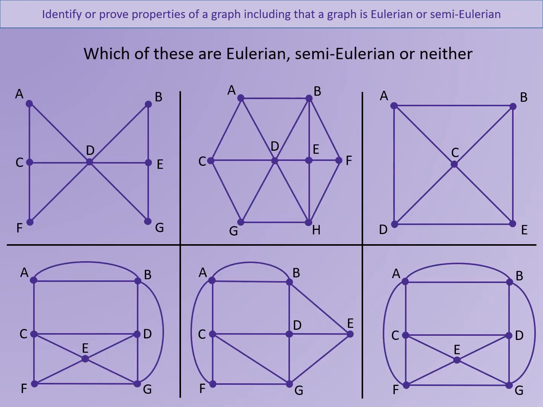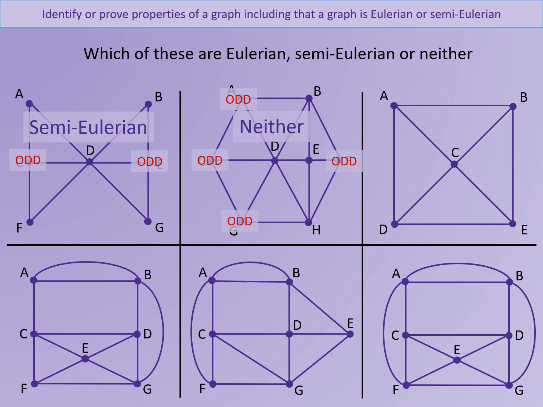Let's look back at some of the graphs from the previous slide. So which of these are Eulerian, semi-Eulerian or neither? So pause the slide for a second to determine that. So you'll see the first graph has 2 odd vertices, therefore it's semi-Eulerian. The second graph has more than 2, so therefore it is neither. The third graph also has more than 2 odd vertices, so that falls into the neither category.